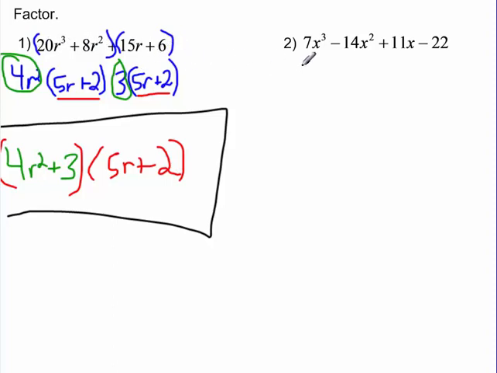Number 2. Let's have you guys go ahead and try this one. Remember the first step, if we got 4 terms, we got to group it, factor out the greatest common factor, and then rewrite if what remains in parentheses is the same.